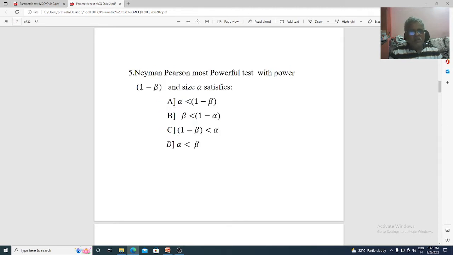Question 5. Neyman-Pearson most powerful test with power 1 minus beta and size alpha satisfies. Option A, alpha less than 1 minus beta. Option B, beta less than 1 minus alpha. Option C, 1 minus beta less than alpha. Option D, alpha less than beta. The correct option is option A, alpha less than 1 minus beta.